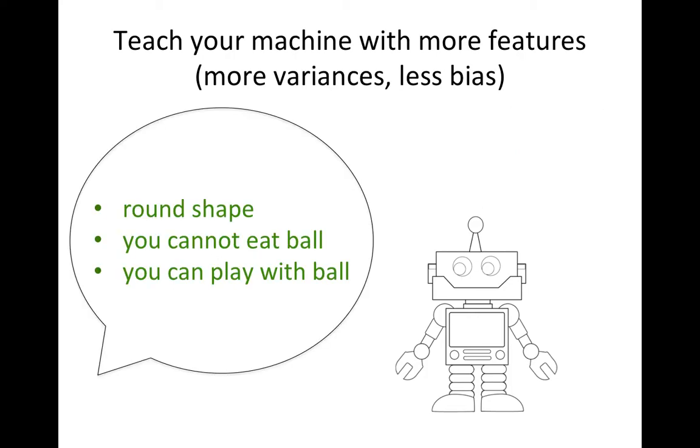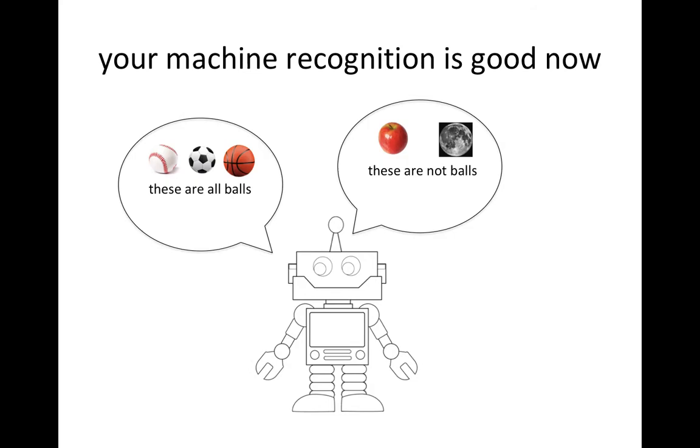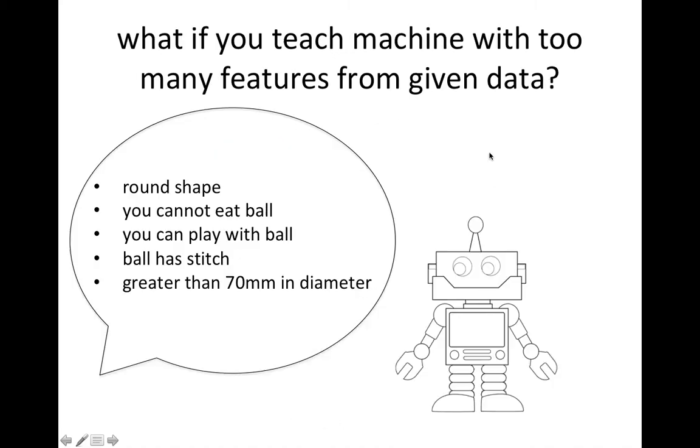Well, now you teach your machine with three features here: round shape, you cannot eat the ball, and you can play with the ball. And eventually the prediction is so good. You can see these are all balls for the baseball, soccer ball, and the basketball, and your machine also predicted well on the apple and the full moon. These are not balls.